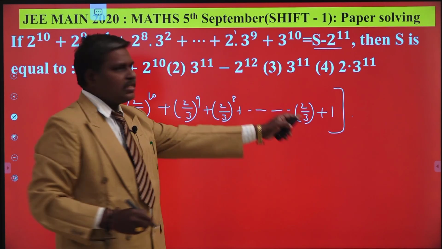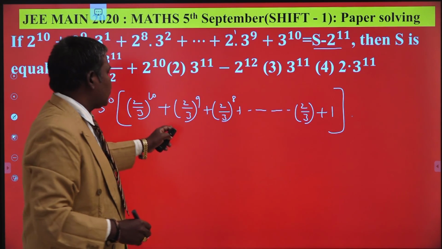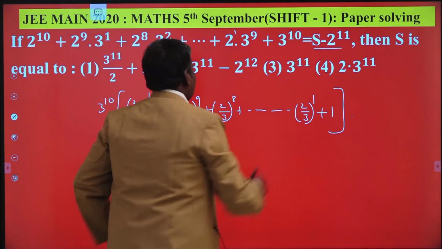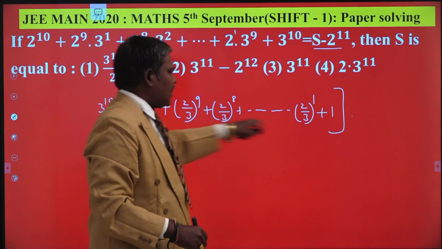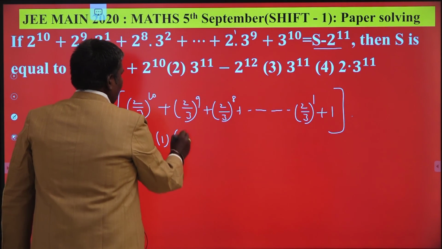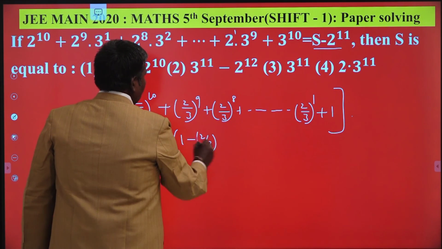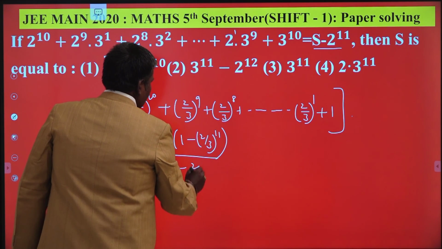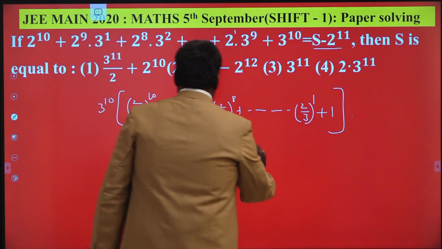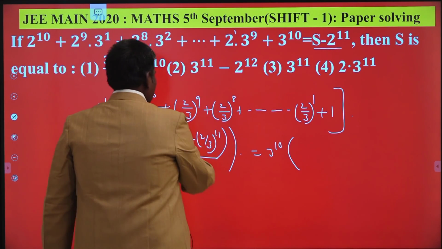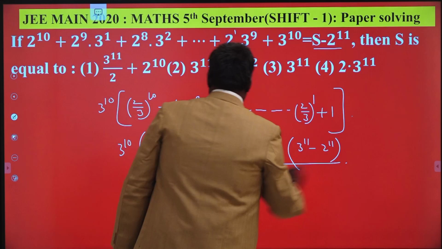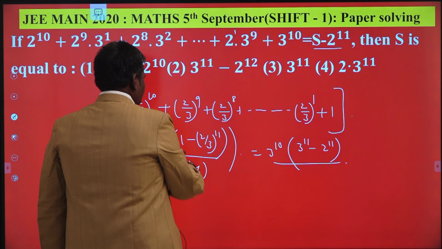See here, is it a geometric series or not? It is a geometric series with the common ratio 2 by 3. How many terms are there? 11 terms. (2 by 3) power 1 to 10, 10 terms, 1 is also there, 11 terms. So 3 to the power of 10 into, its sum is a into 1 minus r power n, (2 by 3) whole to the power of 11, whole divided by 1 minus 2 by 3. Okay, this is nothing but 3 to the power of 10 into (3 power 11 minus 2 power 11) whole divided by, this is nothing but 1 by 3.